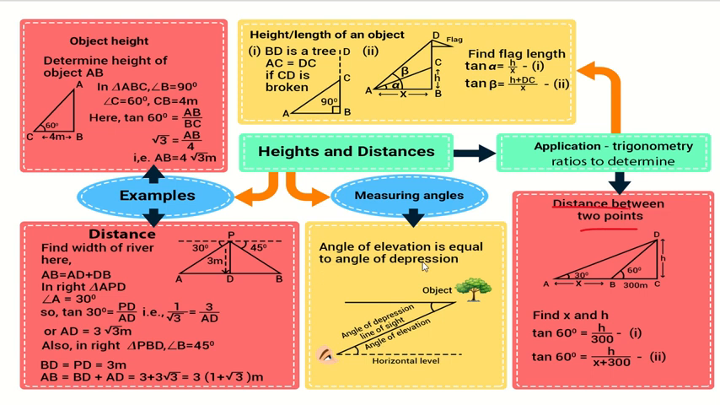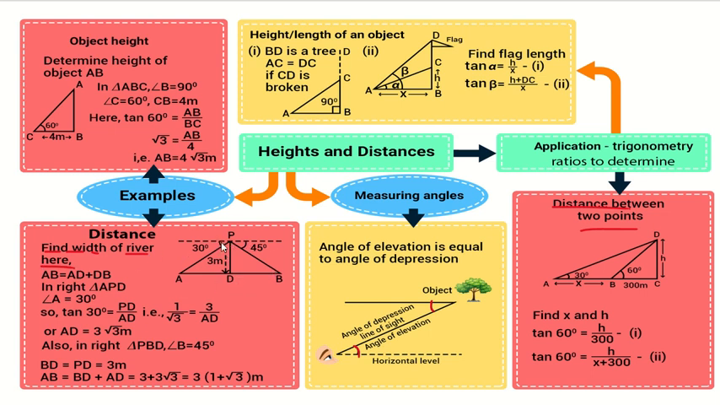And angle of elevation is equal to angle of depression. You can see over here, alternate interior angles are equal. That you have to understand. Then the width of the river. See, here you can see this problem. Find the width of the river. What have they given over here?